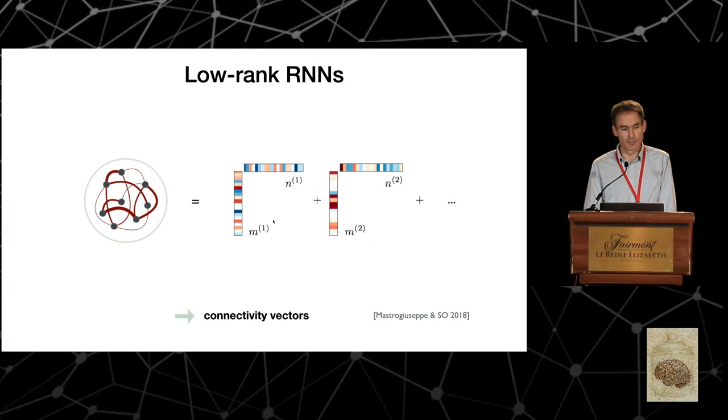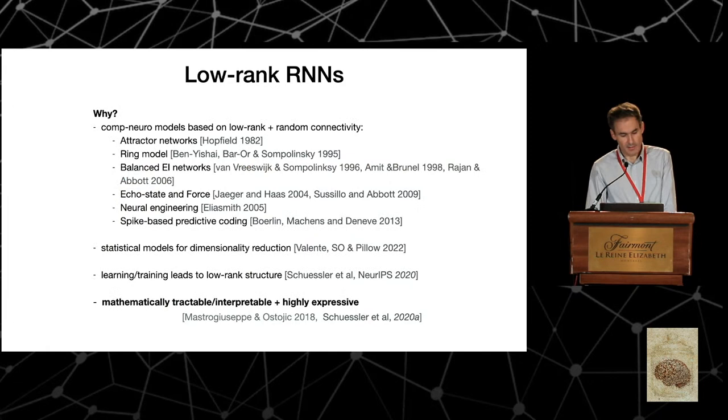Okay, so now before I go further, why is this an interesting class of models? So why did we look at this class of models? Well, when we started this work with Francesco Mastrogiuseppe, we realized that this type of low rank structure is actually hidden in many, if not most, recurrent neural network models in the computational neuroscience literature, starting from very classical models such as Hopfield networks or the ring network, and so on, going towards more recent frameworks.